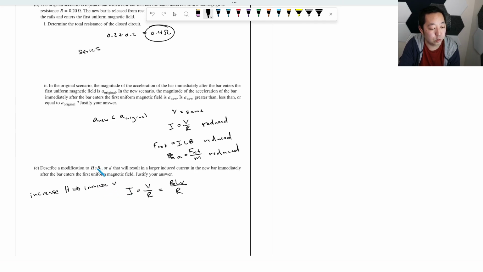You could also increase B. It's very obvious in that one. You just pick one of these. You don't have to say all of these. Or the distance. Oh, yeah, sorry, I'm using L because that was the previous set. They used L, but it's D. You could increase D as well. Any of those would work as an answer.